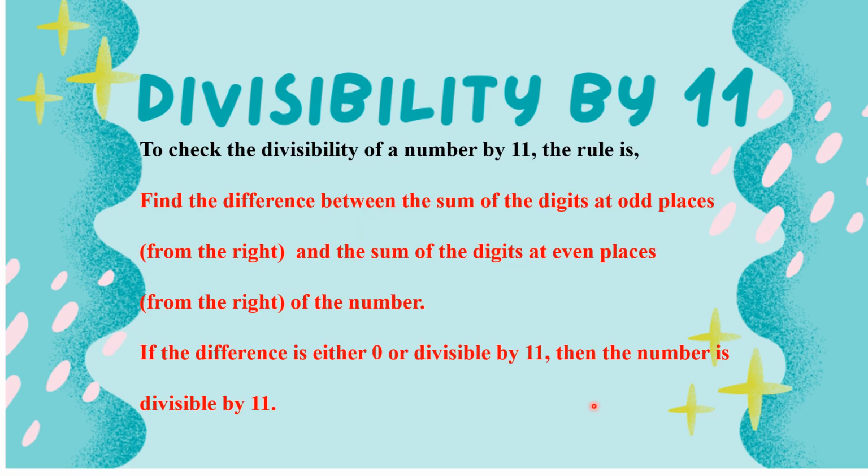Okay. So this is the rule. To check the divisibility of a number by 11, the rule is to find the difference between the sum of the digits at the odd place and the sum of the digits in the even place of the number. If the difference is either 0 or divisible by 11, then the number is divisible by 11. Clear?